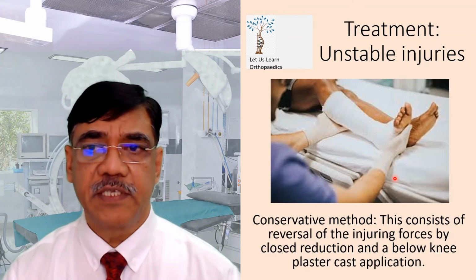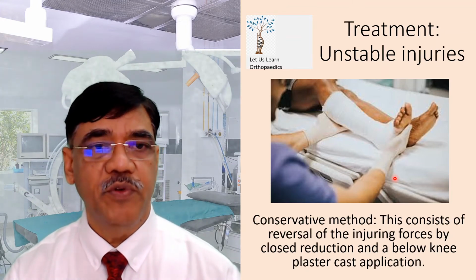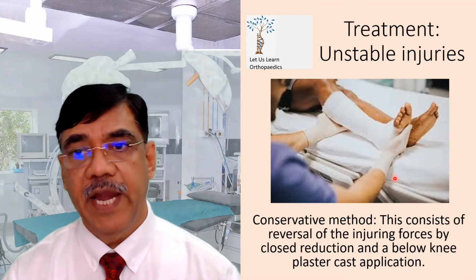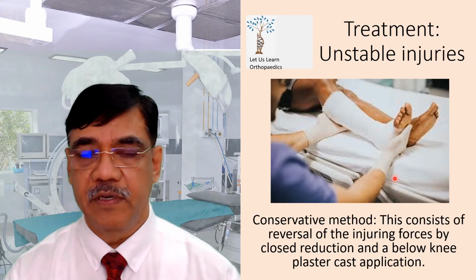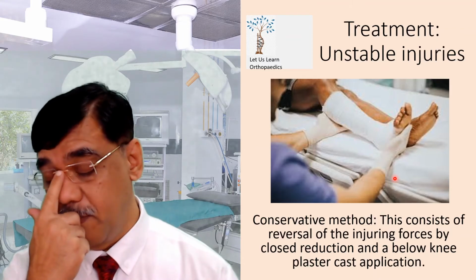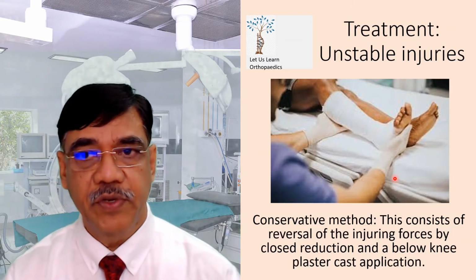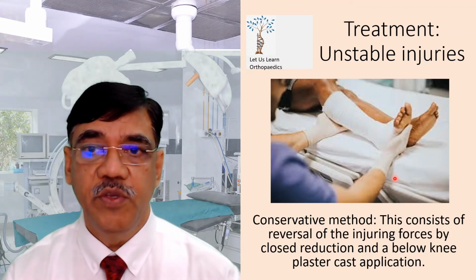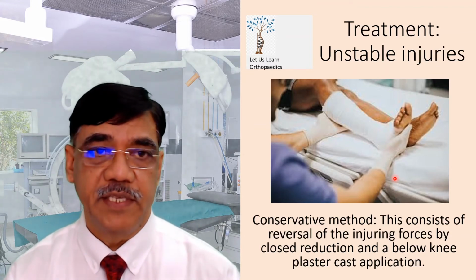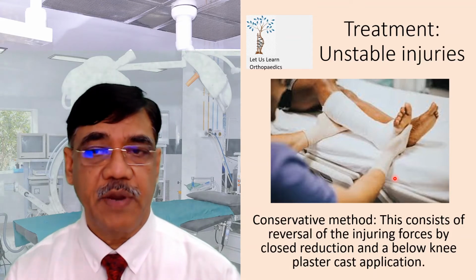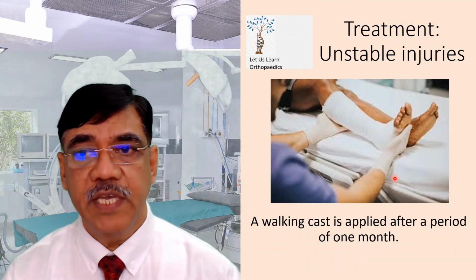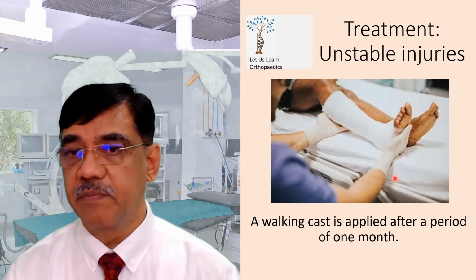Conservative methods consist of reversal of injury forces by closed reduction and below knee plaster cast application. For this particular purpose, you need to understand the Lauge-Hansen classification, so that you can use the reversal of the mechanism to achieve the reduction of the fracture. A walking cast is applied after a period of 1 month.